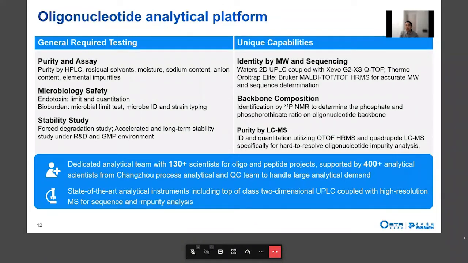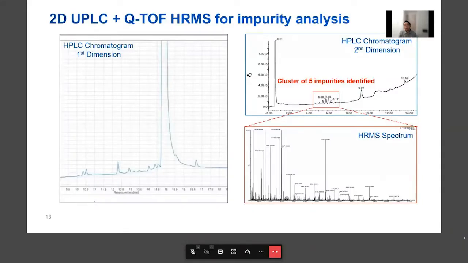Currently, we have over 130 analytical chemists to support both our oligo and peptide projects. One of the unique analytical techniques we have been using in the group is 2-dimensional UPLC coupled with QTOF high-resolution mass spectrometry for impurity analysis. With this approach, it can provide a detailed impurity profile to our process chemists and dramatically improve efficiency during process optimization.